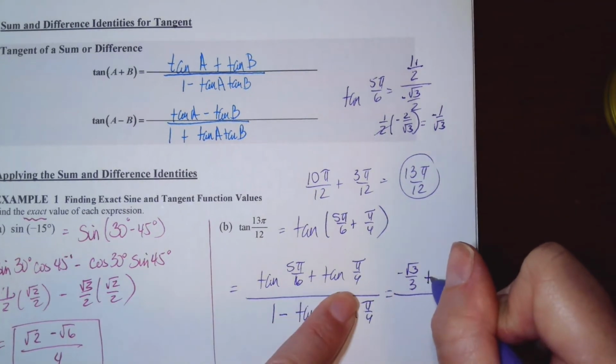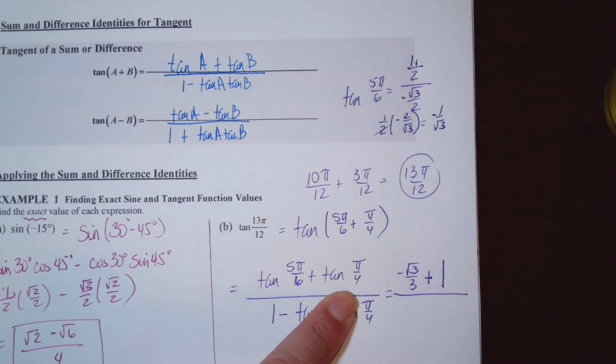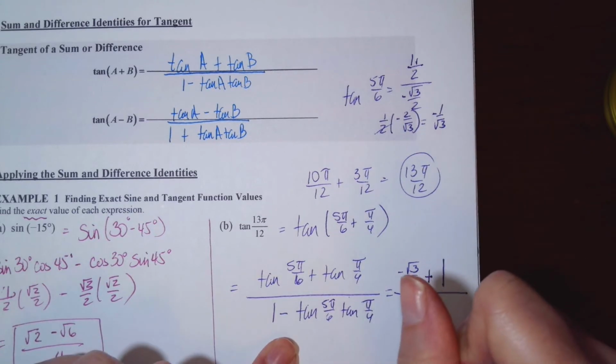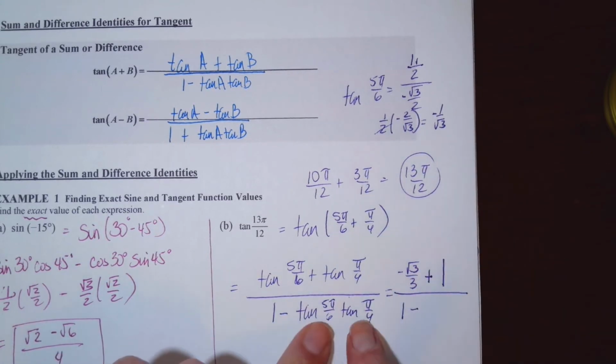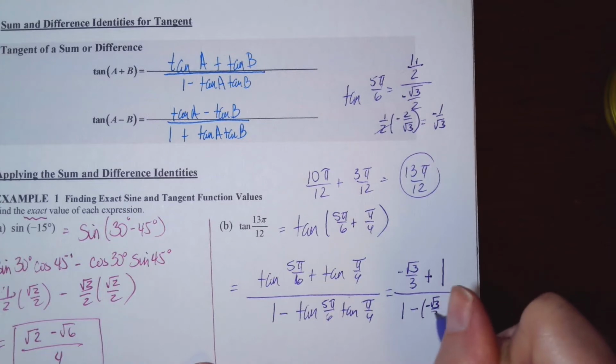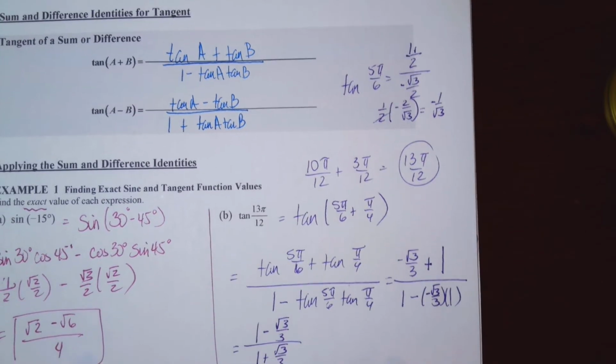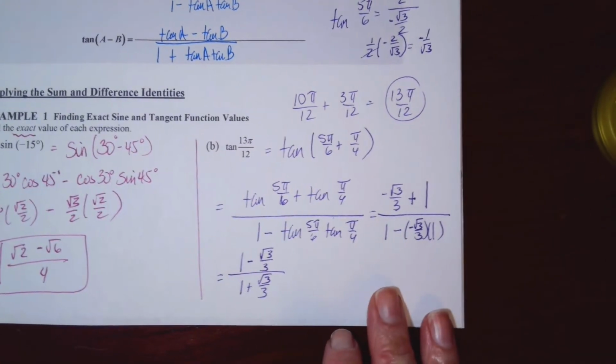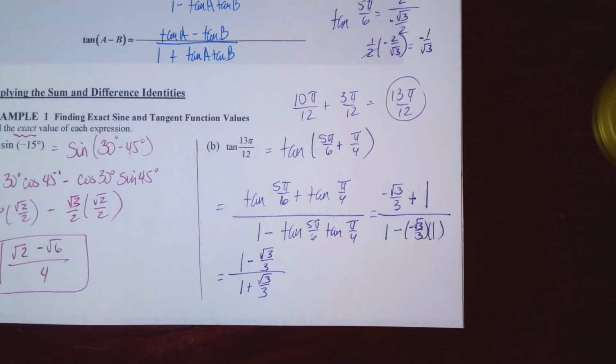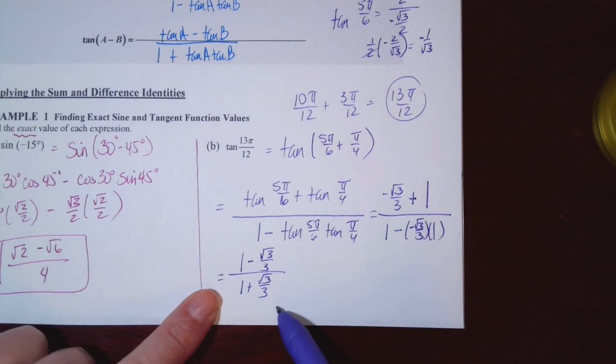plus tangent of pi 4th is just 1. My denominator, I have 1 minus, and then I have the product of those two, so negative square root 3 over 3 times 1. All right, so in my numerator, let's turn this around and make it a little neater. 1 minus square root 3 over 3. In my denominator, I have 1 plus square root 3 over 3. Sorry, I bumped things and made them wiggle. Now, this is ugly. It's kind of a mess.